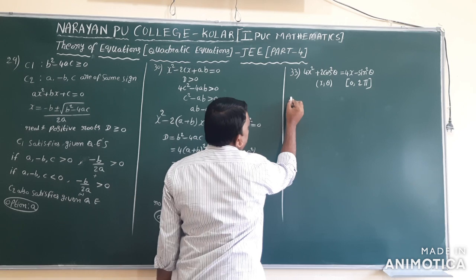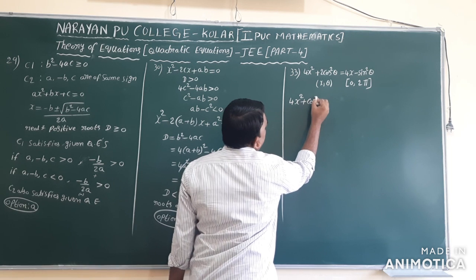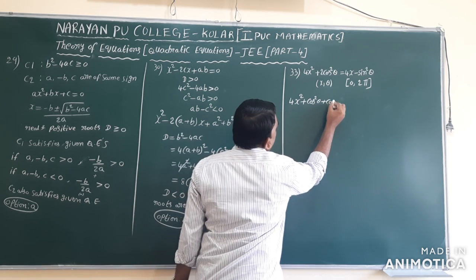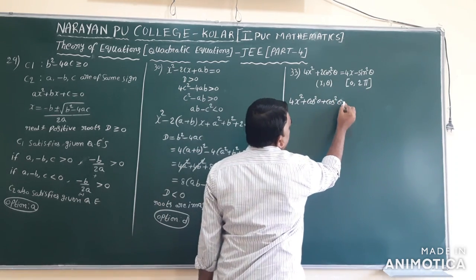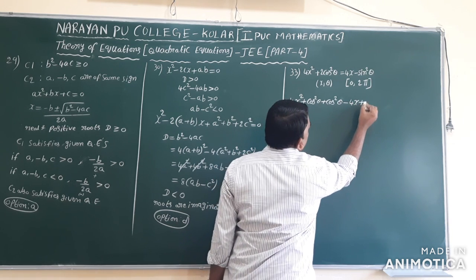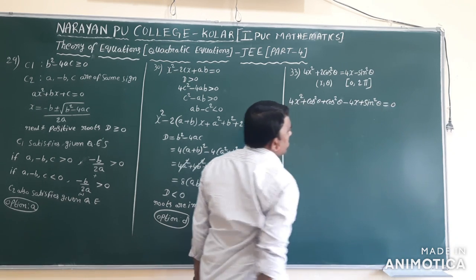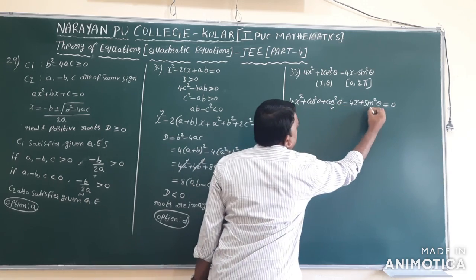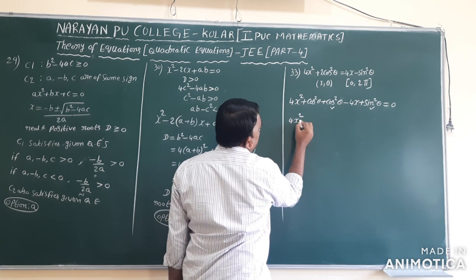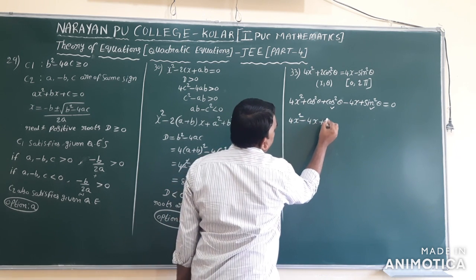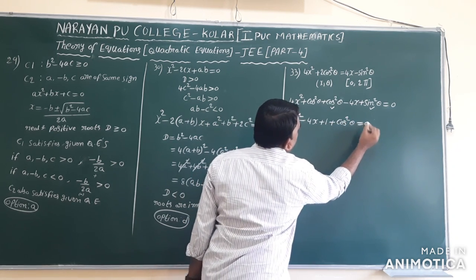First simplify this equation. 4x square plus 2 cos square theta, we can write as cos square theta plus cos square theta. These two values we send to the left side: minus 4x plus sin square theta is equal to 0. So cos square theta plus sin square theta will become 1: 4x square minus 4x plus 1 plus cos square theta is equal to 0.